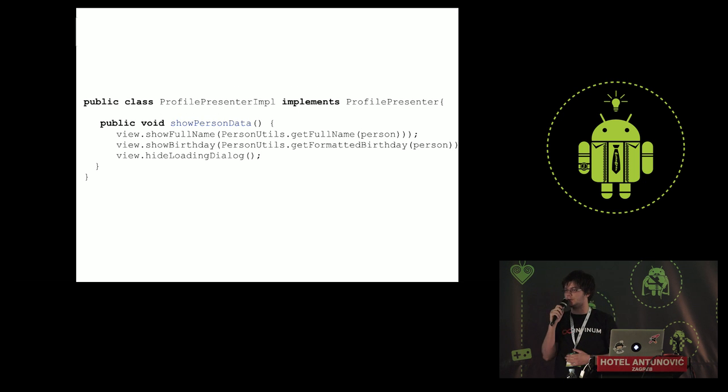So let's once again take a look at a simple example. Let's say that we have a presenter which updates the view, and we have a method which will update some text views with data which is stored in the person model. This method is wrong. Does anybody see what's the problem?